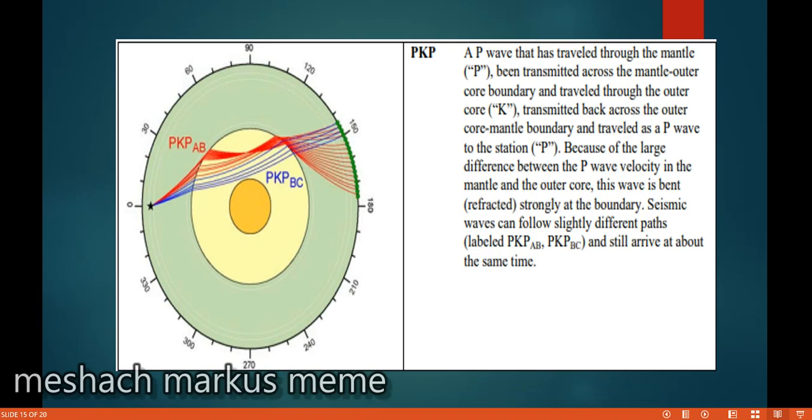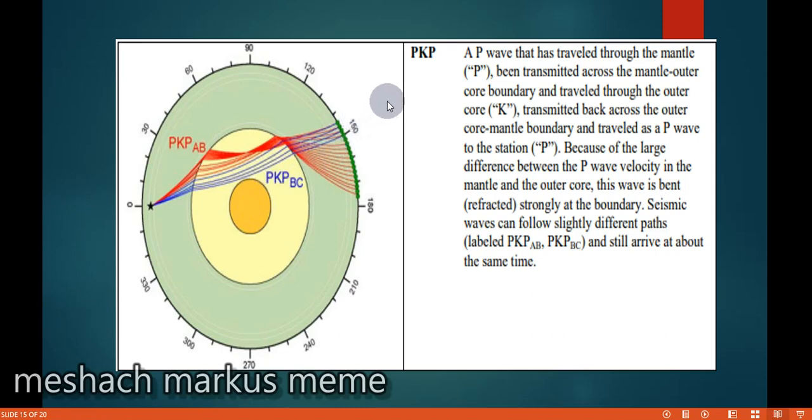And if we look at here, this is an example like the first one that I read, the PKP. It is a P wave that has traveled through the mantle as P, being transmitted across the outer core boundary and traveling through the outer core. Okay, look at it. It first travels, then to the outer core, then it's transmitted across the mantle outer core boundary as K, then transmitted back across the outer core mantle boundary and travels as P waves to the station. So from here it travels as P waves to the station.